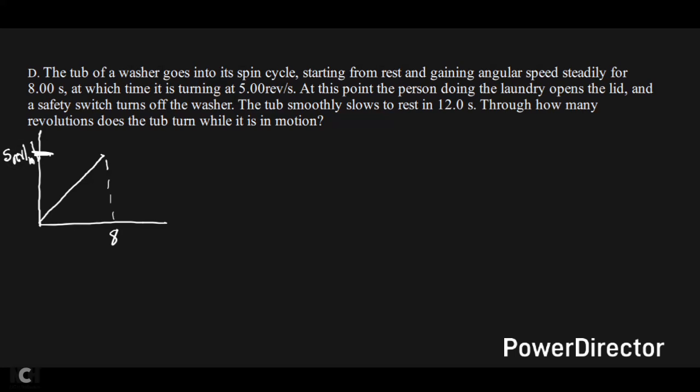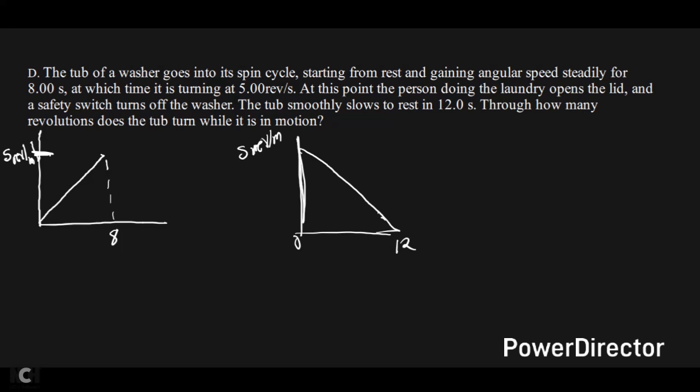Then at this point, the person doing the laundry opens the lid and the safety switch turns off the washer. The tub smoothly slows to rest in how many seconds? 12 seconds. So you have this other part which was going down for 12 seconds. The speed here was 5 rev per minute, and it slowed down from 5 to 0 in 12 seconds.